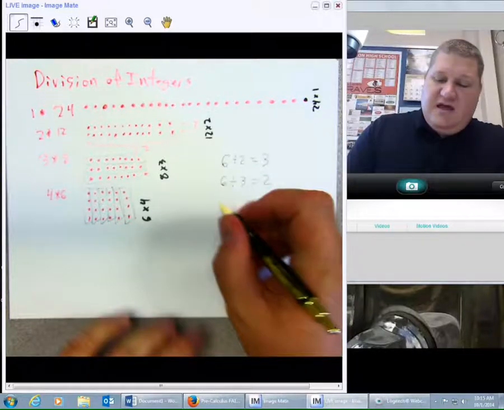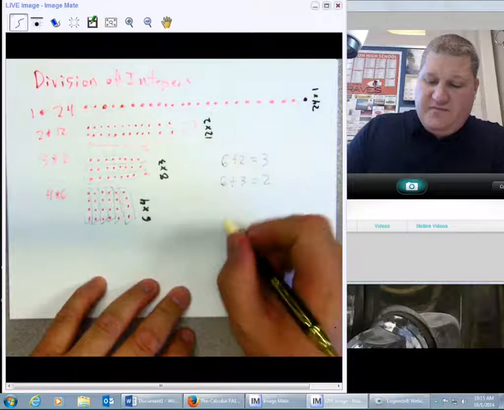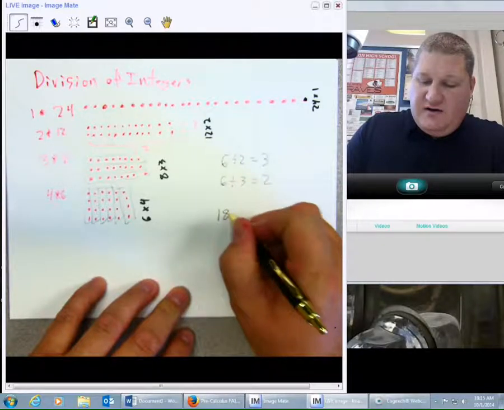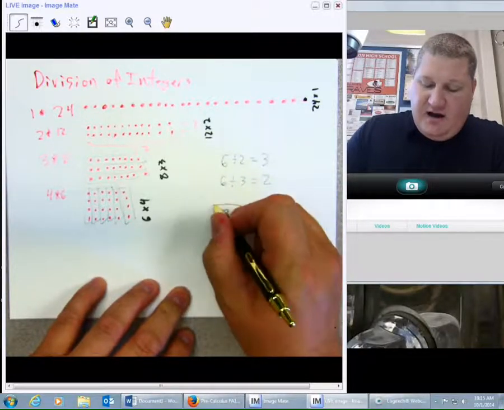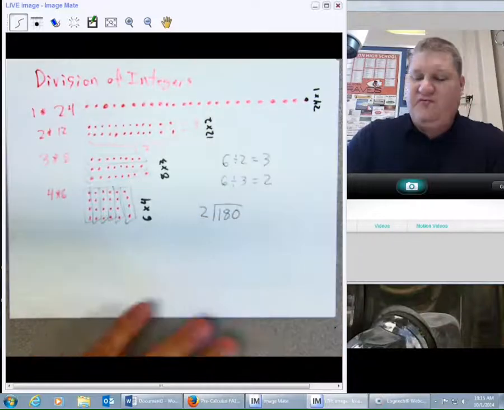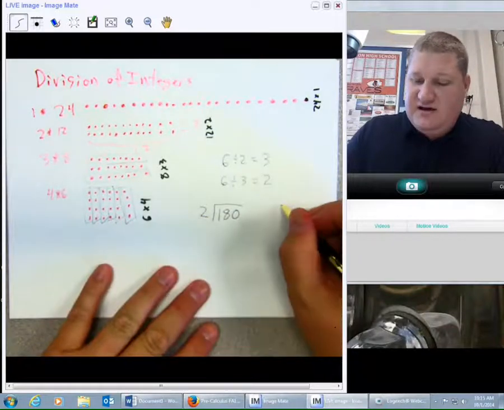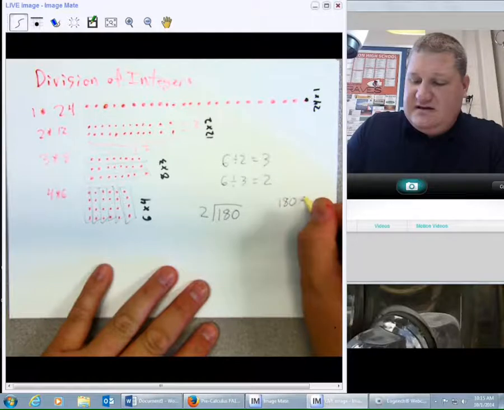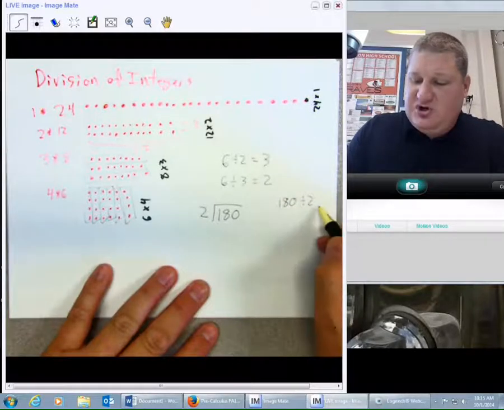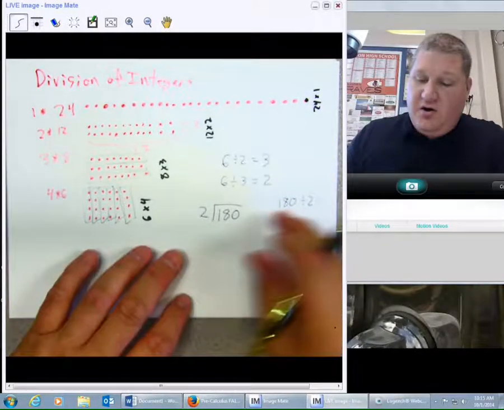If I have something a bit larger, though, what if I have 180 and I want to figure out how many groups of 2's we have? Now you'll notice I wrote it like this. That's the same thing as saying 180 groups of 2's. How many are we going to have? Well, we're going to have to write it this way.